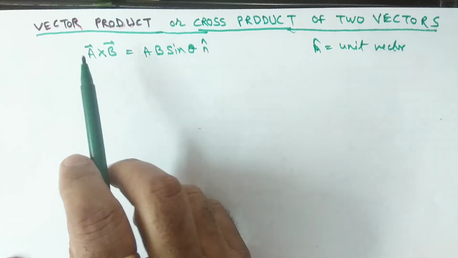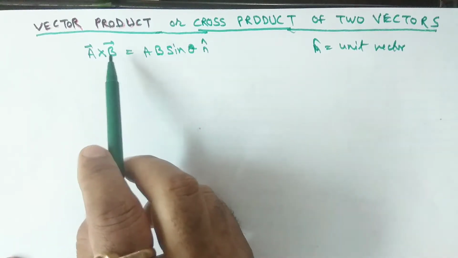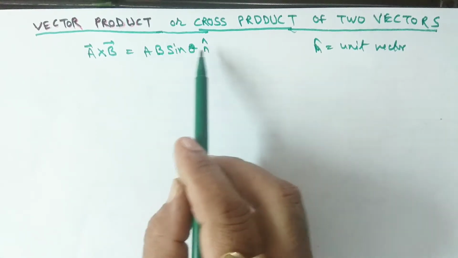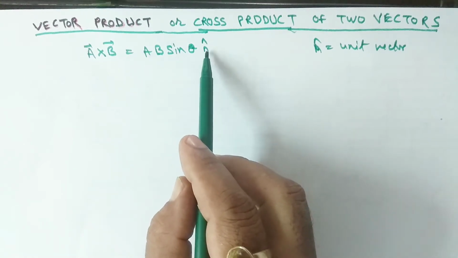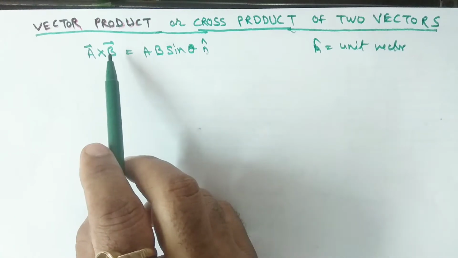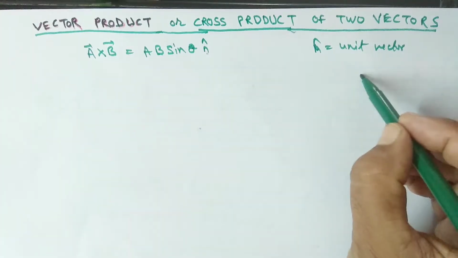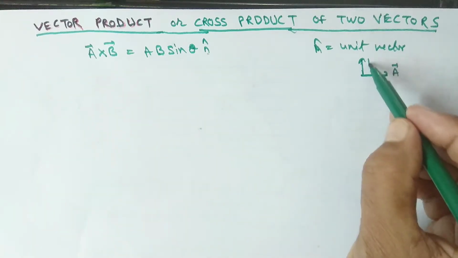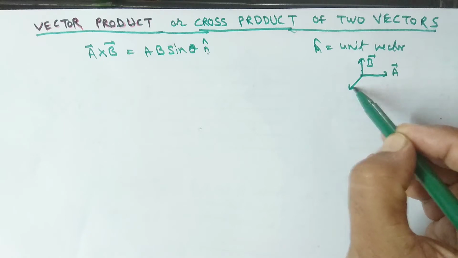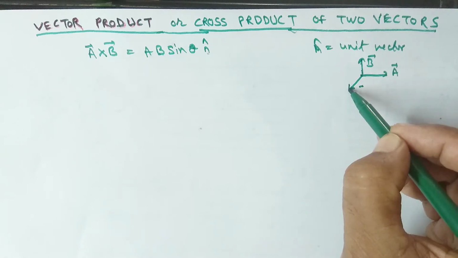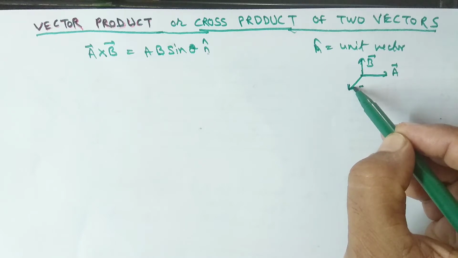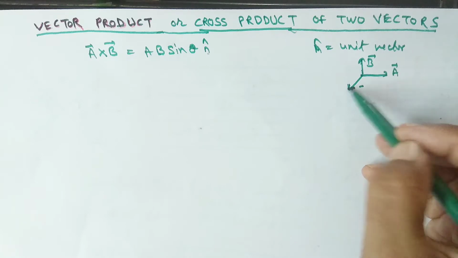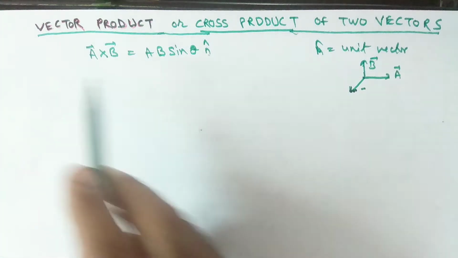So I repeat, the vector product of two vectors is always equal to the product of their magnitudes and the sine of the angle between them, and the resultant is always perpendicular to the given vectors. It means, dear students, suppose one vector is in the direction of the x-axis and the second vector is in the direction of the y-axis, then the resultant will always be in the third direction, that is, along the z direction. So the resultant is always perpendicular to the given vectors.